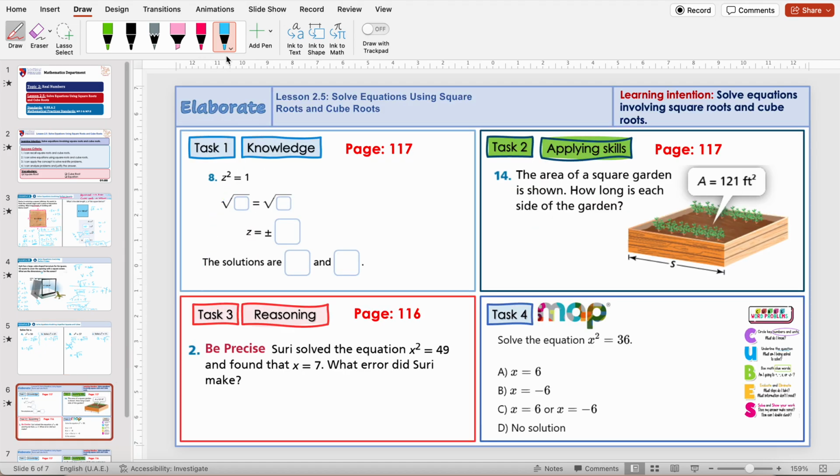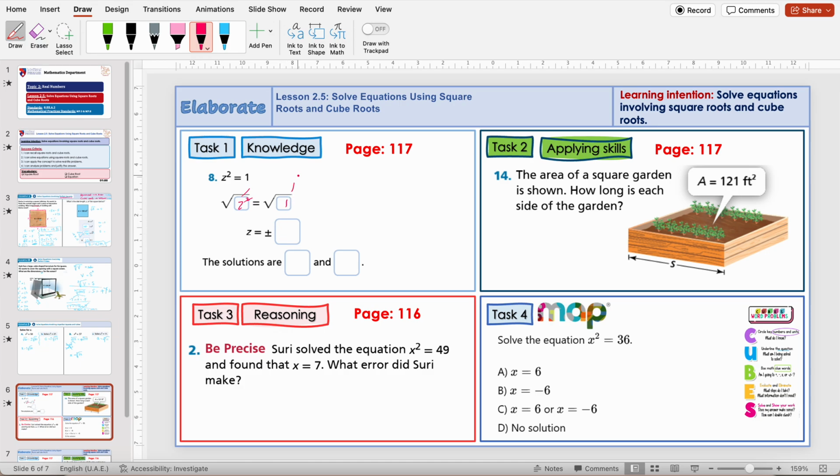Yep. So here they're going to ask you again, what if z squared equals 1? So again, I need to use square root for both sides, just to cancel, to find z. So z is going to equal, what is square root of 1?